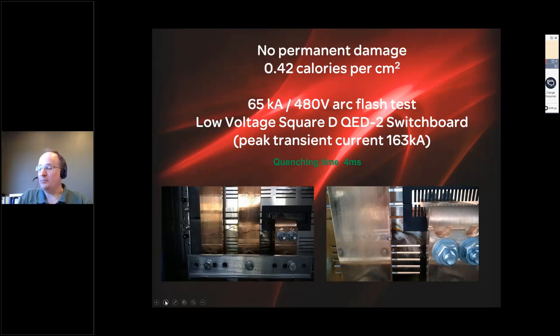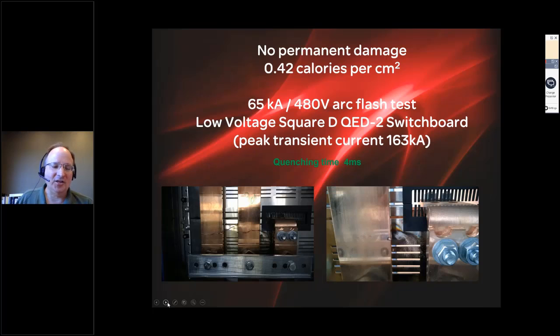I want you to think about that compared to the previous pictures I showed you. The first picture showed moderate damage to the equipment. It can be repaired, but approximately 7 days of downtime were involved. The next two pictures I showed you were catastrophic. One was catastrophic damage to the equipment. The highest one was catastrophic damage to the equipment and the surrounding facility. And now this picture shows a 4 millisecond clearing time. You can see on the bottom right-hand picture some scoring on the bus, but the amount of arc flash incident energy present here was just 0.42 calories per centimeter squared.